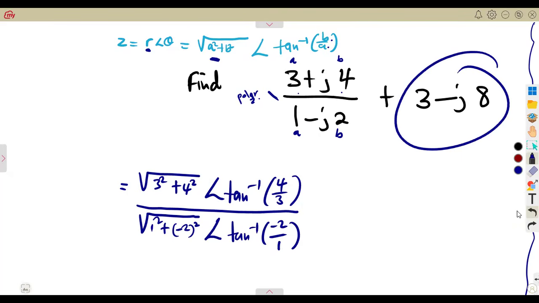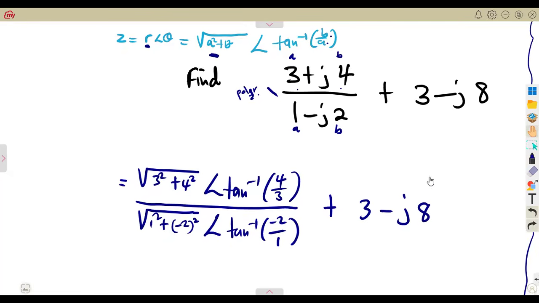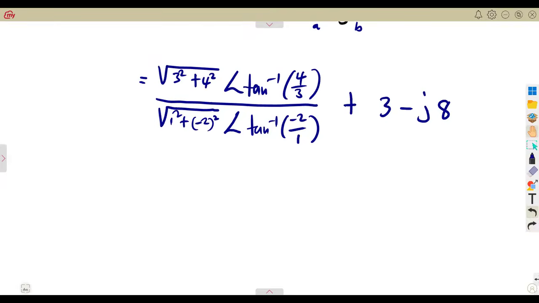But there is this part which is to be added, and we do understand that addition is best to be performed in rectangular form. So we're going to leave it like that. Here we want to divide. So that's why we are converting to the polar form. All right. So we are going to simplify this.